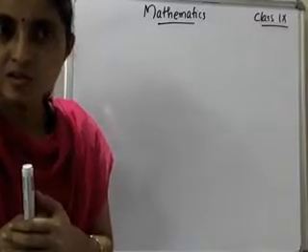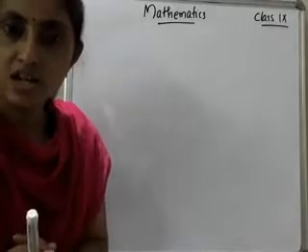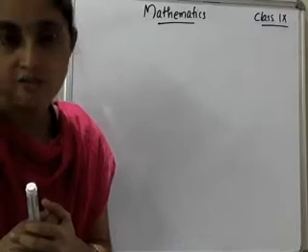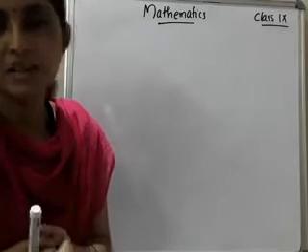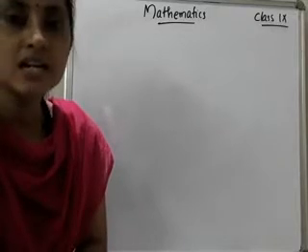You already studied in the lower classes that if it is a right angle triangle, how will you calculate the area of the triangle? Yes, that is half bh. The area of the right angle triangle is equal to half bh. You already studied that in the 7th standard.